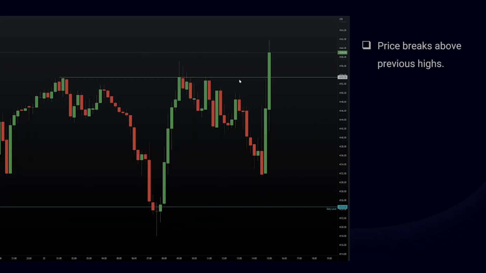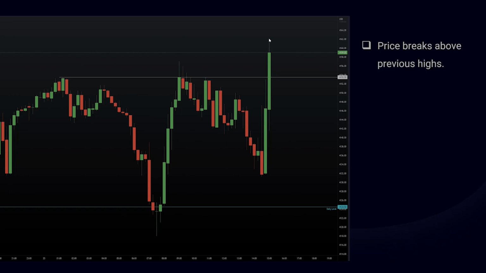So as we can see here, we have a well-defined range high, range high, range high, range high. Price breaks above that range high, taking out the previous high or the highest high made within that range. We take out that high. At this moment in time, we have a legit breakout. We have a breakout. There's no failed auction yet.